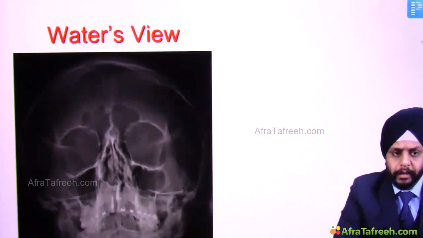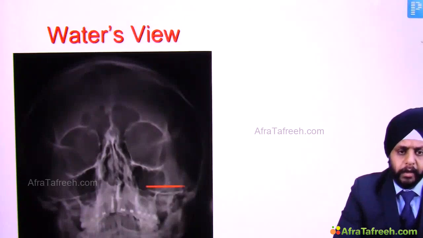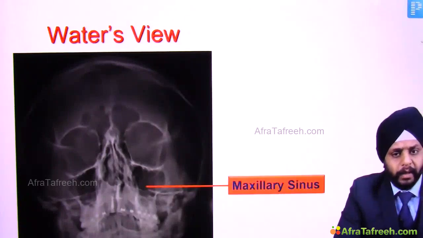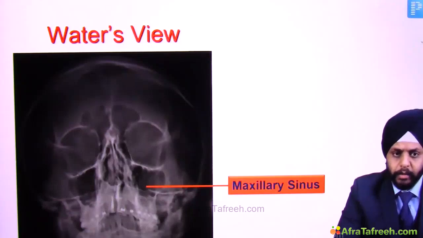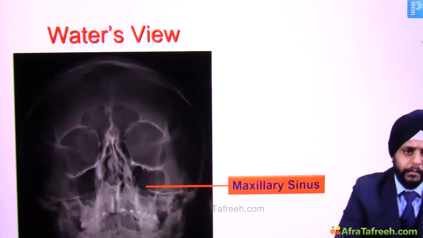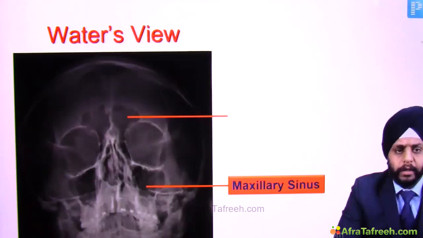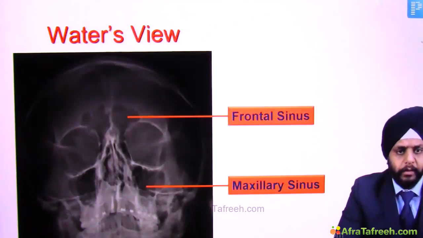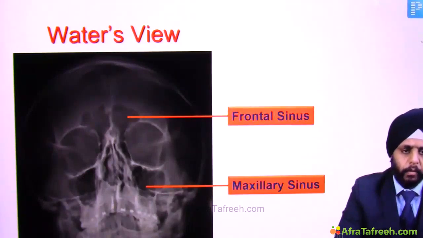What can we see in this X-ray? Number one, the maxillary sinus. That sinus is clearly visible. We know that it is the largest paranasal sinus. What else can we see? We can see the frontal sinus. Yes, that is also very clearly visible.